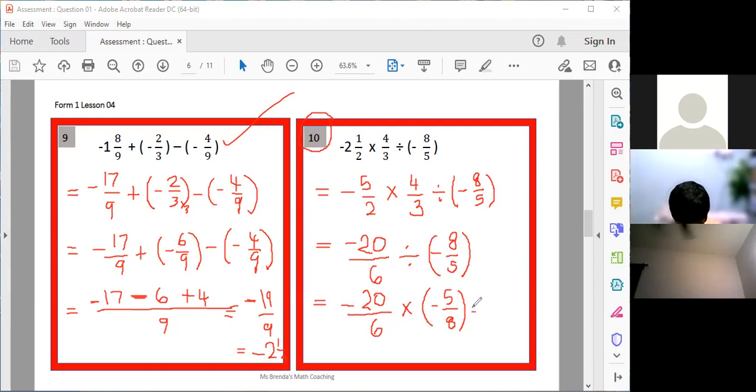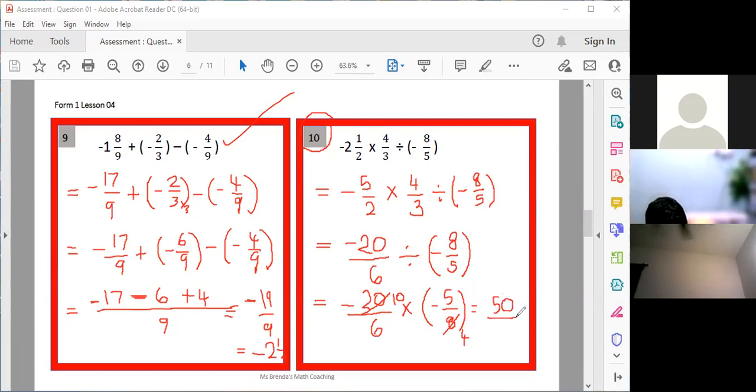Now, very simple. Negative times negative will give you a positive answer. Do you understand? And we can do a little bit of simplifying here. What can I do? Divide by 2, I will get 10. Divide by 2, I will get 4. I keep it to this. Never mind. I can simplify 10 and 4 further, but I don't want to. Let's just work with this. Negative 10 times negative 5, I'm going to get 50 here.